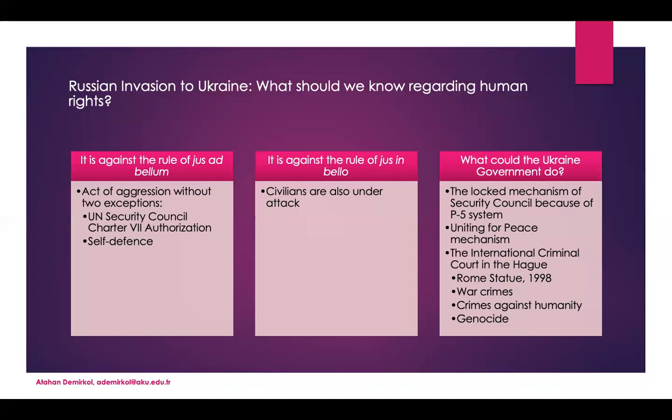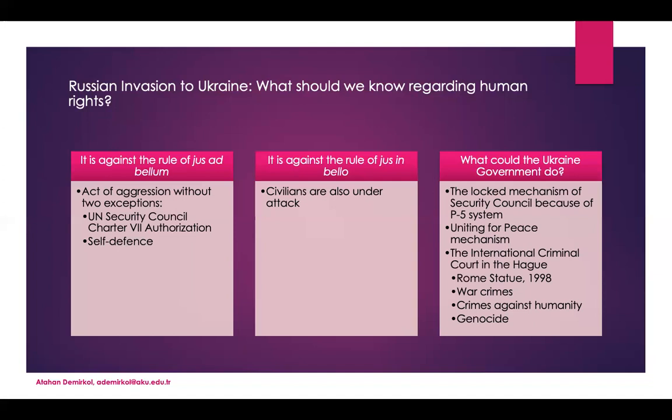We also have to know that it's also against the rule of jus in bello, because civilians are also under attack. We have seen lots of footage showing that civilians and civilian buildings, like government buildings, some civilian apartments, locations, neighborhoods, are under attack by the Russian forces. So it means that civilians are also under attack. So it's clearly against the rule of jus in bello.